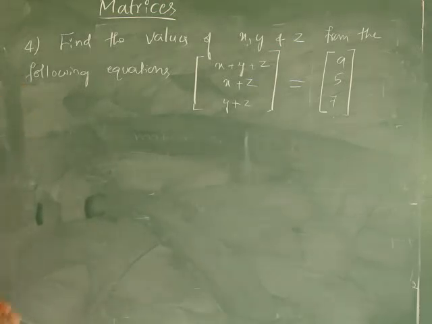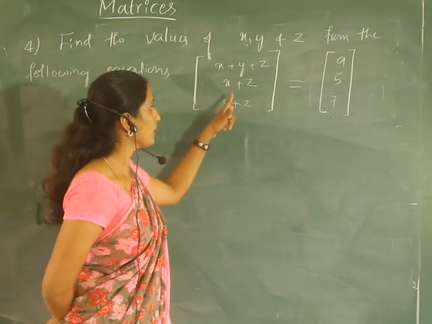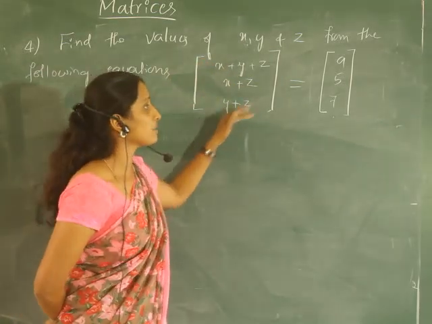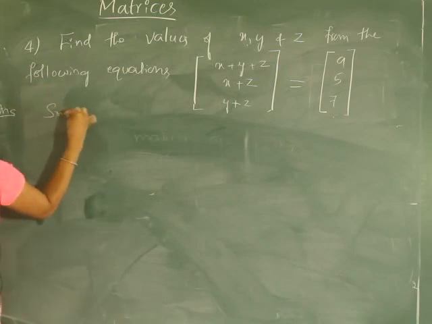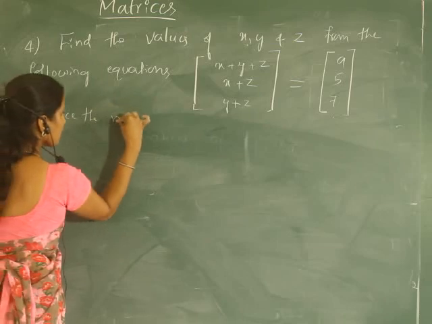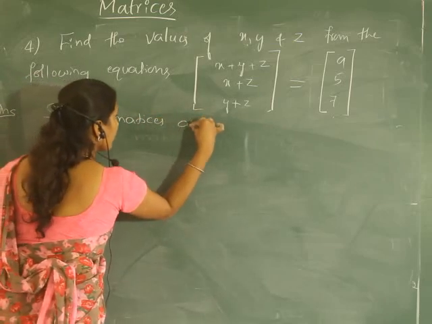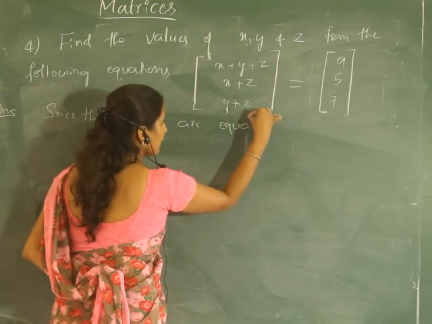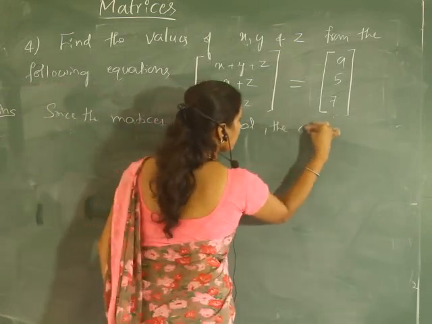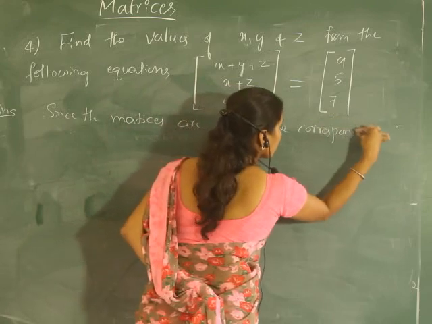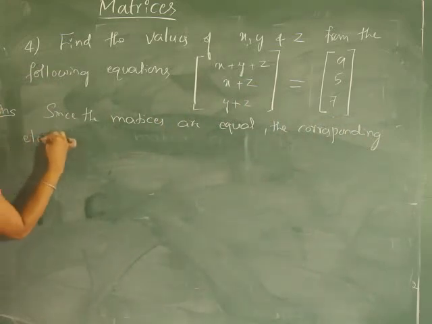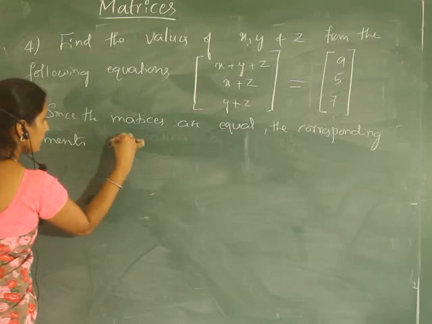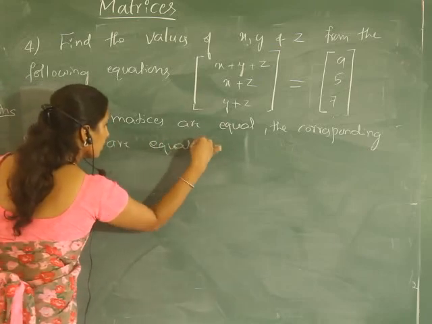Now, how many rows? 3 rows and 1 column. It is a column matrix. Since the matrices are equal, the corresponding elements are equal.